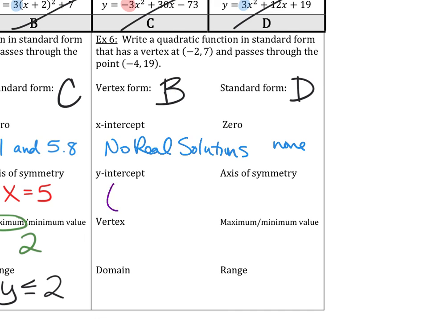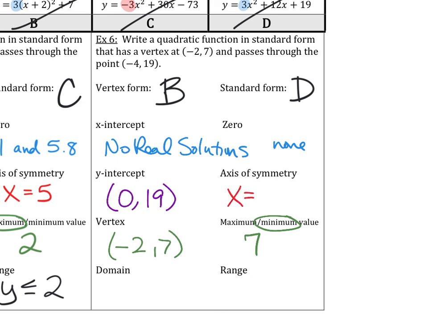But where is its y-intercept? It did have a y-intercept. Where was it? 0, 19. Its vertex, we already know, is at negative 2, 7. Does this have a maximum or a minimum? Minimum. And how low does it go? 7. Now that means its axis of symmetry is x equals what? Negative 2. It should be the other number in your vertex. Its domain never stops, so its domain is all real numbers. And its range is all numbers that are larger than or equal to 7, since 7 is its lowest value. And bigger is the right-handed symbol.